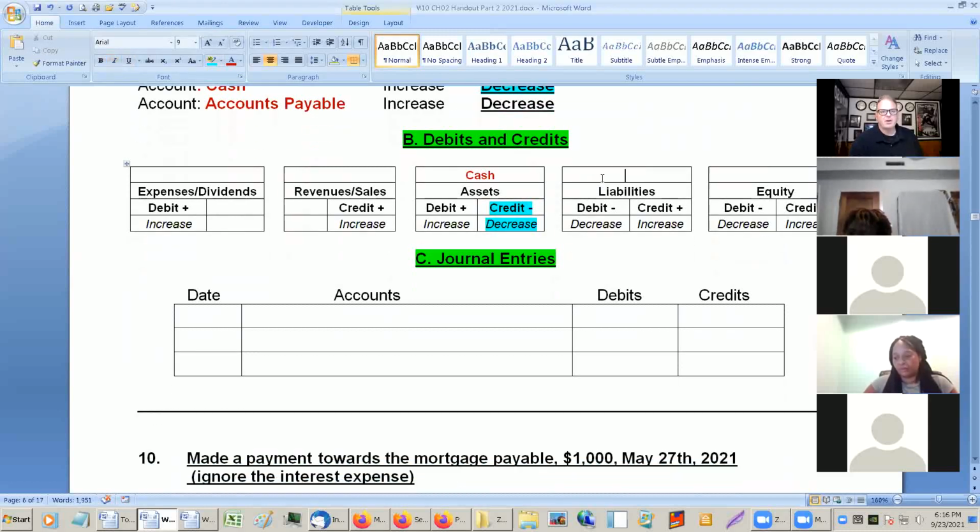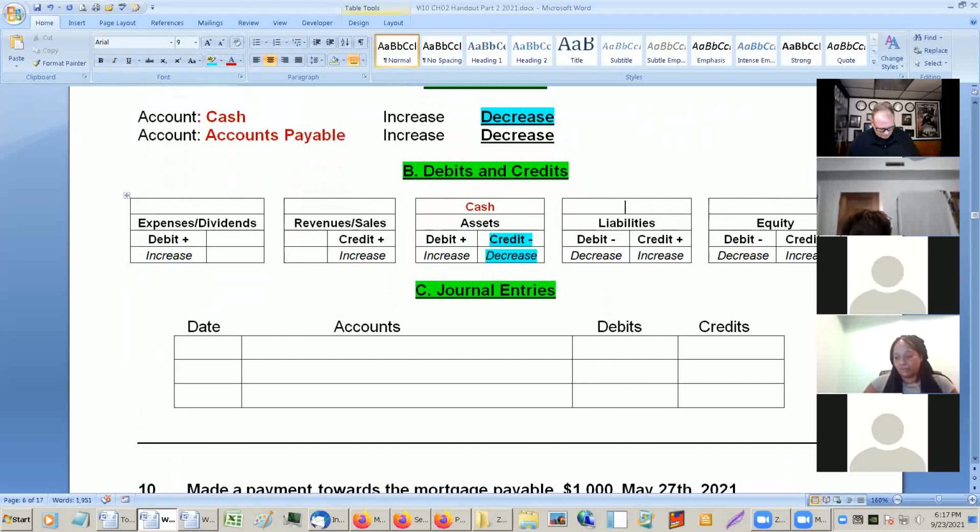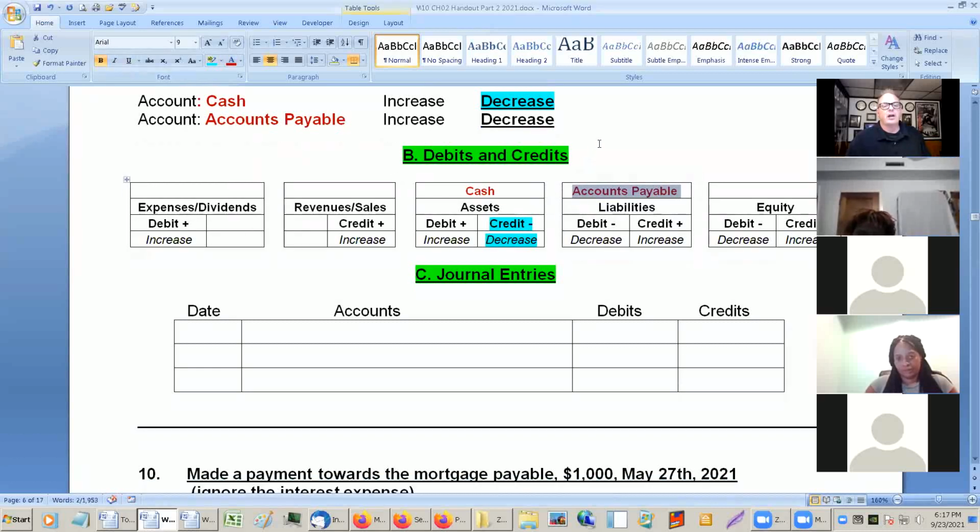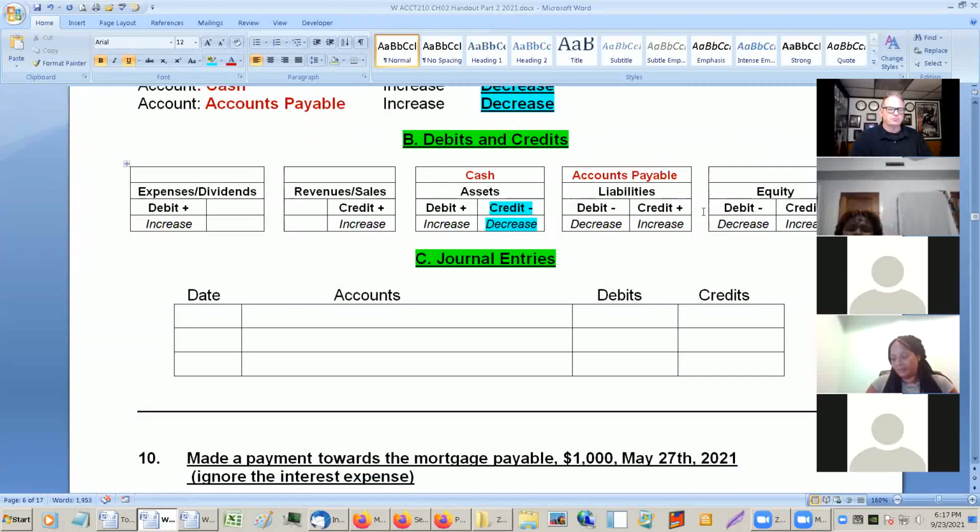Okay, accounts payable. Liability. Yep. Okay, so accounts payable is also decreasing. So will it be a debit or credit? I think debits. Yep, decrease.